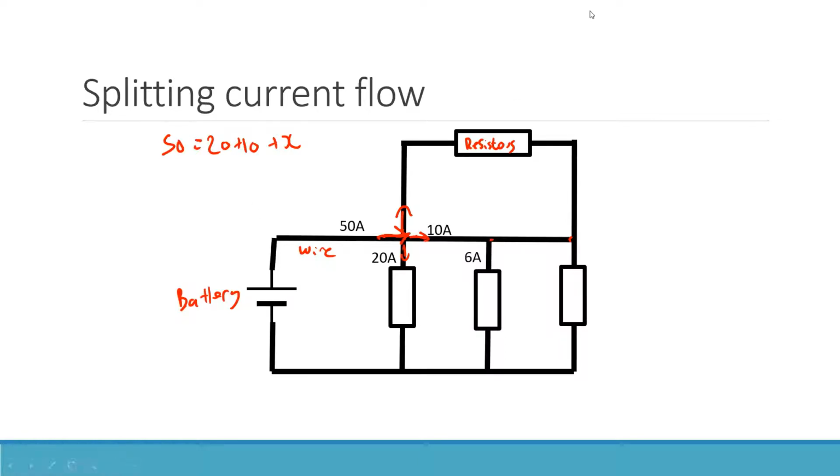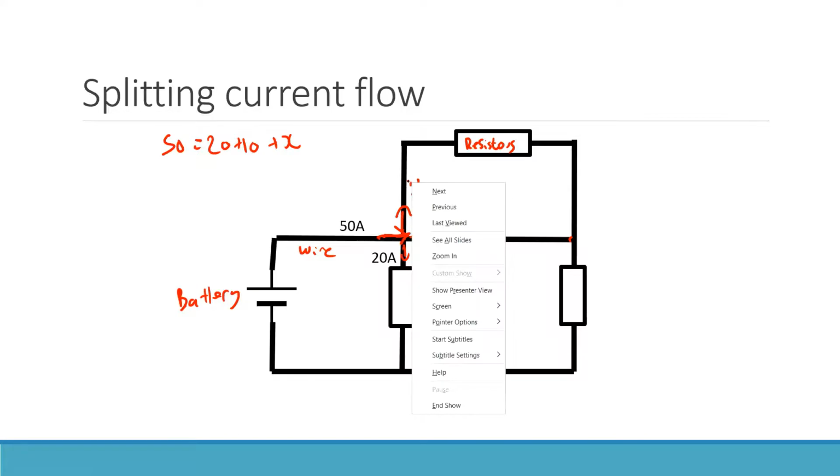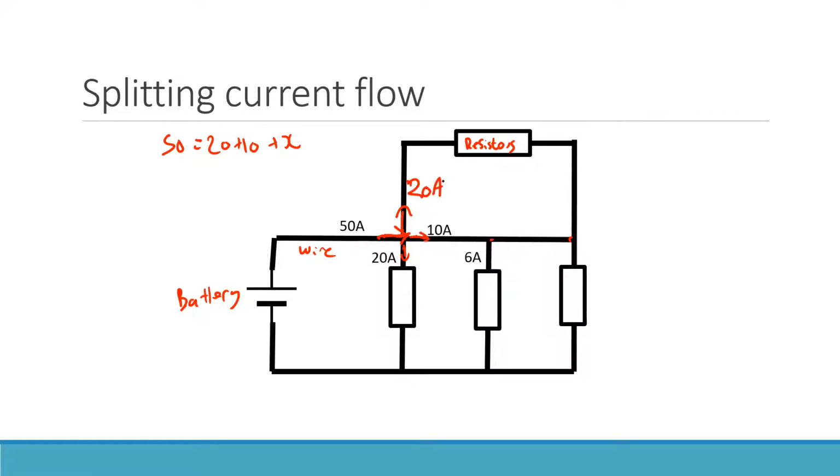Someone has said in chat, 20. You are right, Lucius. That is 20 amps going up. Perfect. Why is it 20? Because 20 plus 10 plus 20 makes 50.